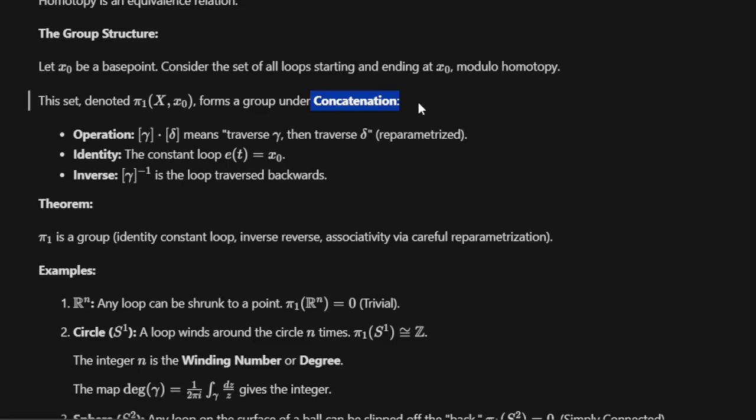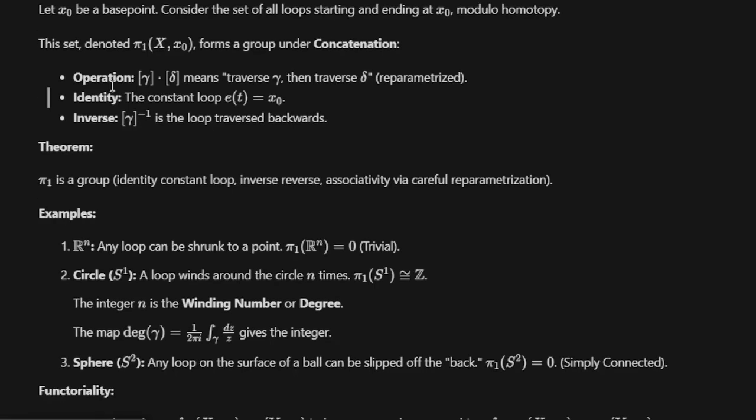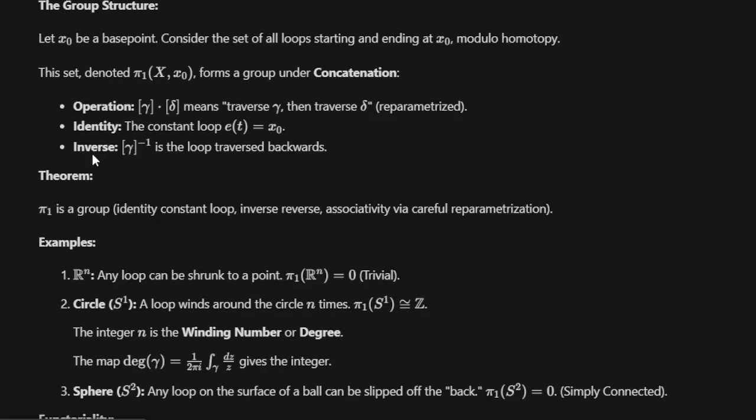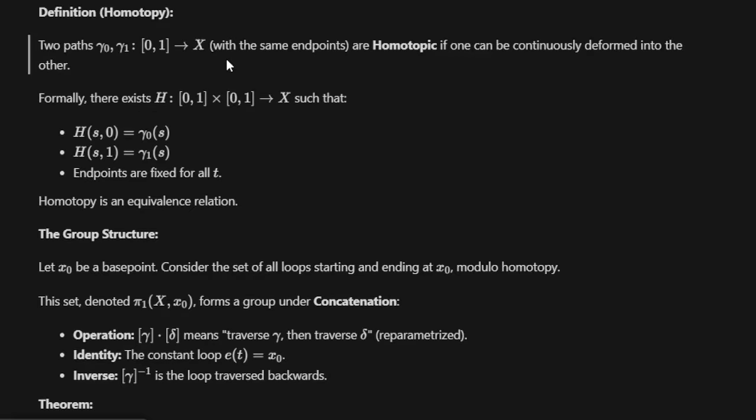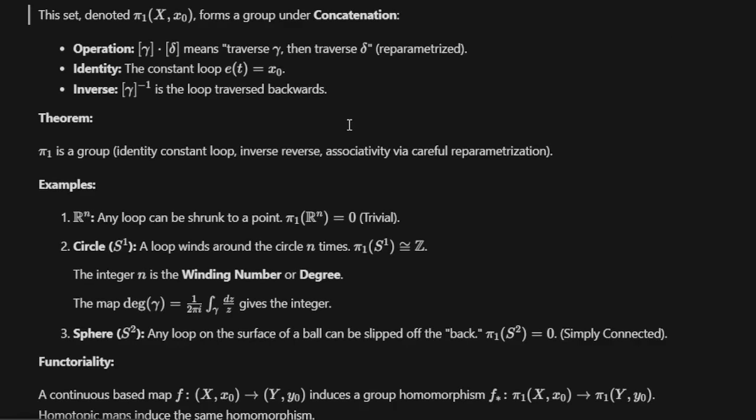And concatenation, again, is defined from these operations here, which means that I can traverse gamma, then traverse delta, and reparameterize these operations of the group structure. I also have the identity, so the constant loop is just the base point. It's equivalent to the base point. And the inverse is the loop traversed backwards. So there's inherent directionality in the path, right? So that's another thing to think of.